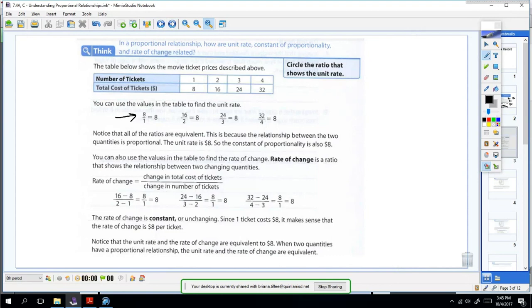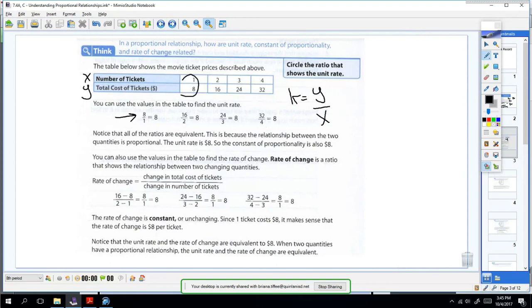This is actually following a very simple format, which is what I want to introduce. It's following the format of the constant of proportionality. The constant of proportionality is k equals y over x. This can also be found in your STAAR chart, so you don't have to memorize this. The number of tickets is your x, and your total cost is your y.